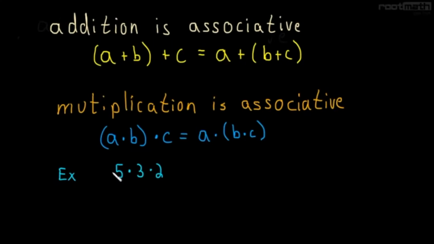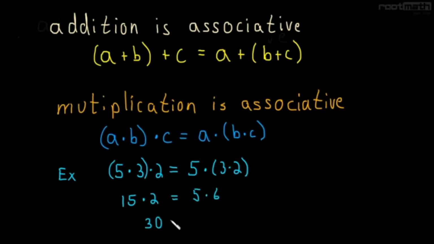5 times 3 as a group times 2 is equal to 5 times the group 3 times 2. So 5 times 3 is 15 times 2. And then on the other side we'll get 5 times 6. And 15 times 2 is 30. 5 times 6 is 30. So you can see that both sides are equal.